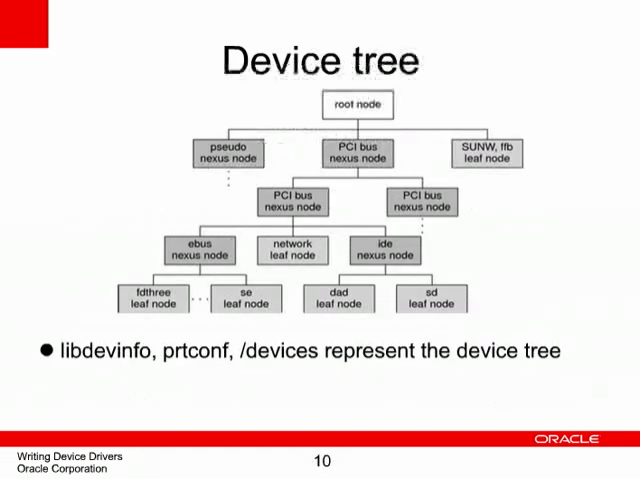Here's an example of the device tree. There are user commands to examine the device tree. prtconf is a way that you can display the device tree and all the information that the system knows about that particular instance of the device. There's also a file system, /devices, that represents the device tree. And if you go to /dev, you'll notice that it's a link to those specific devices. There's also a programmatic interface to the device tree, libdevinfo.